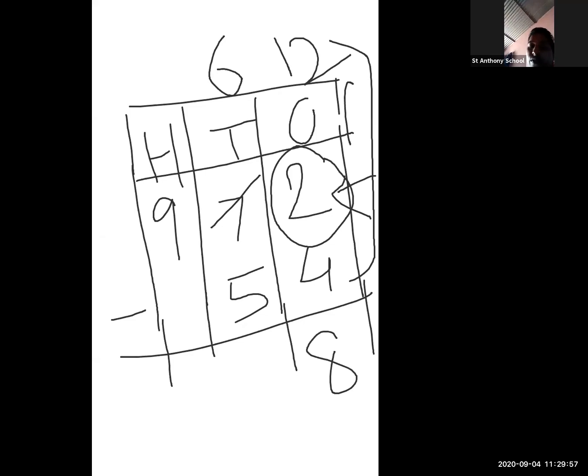6 minus 5. Don't take 7, because it's 7 minus 1. Why 1? Because you gave 1 to the ones column. So 6 minus 5, your answer is 1. After that, 9 will come as it is. That means your correct answer is 918.